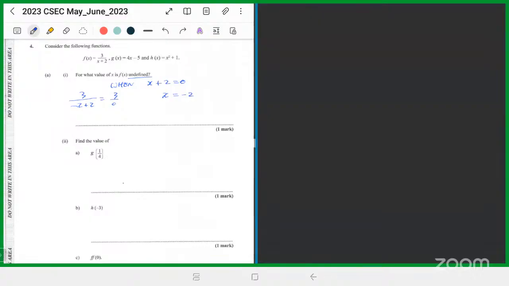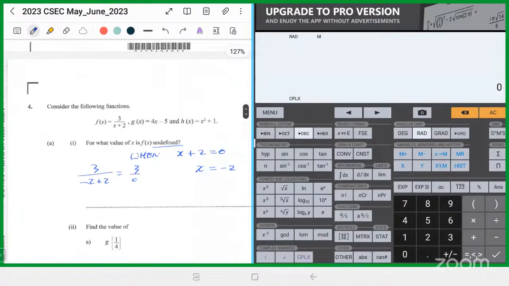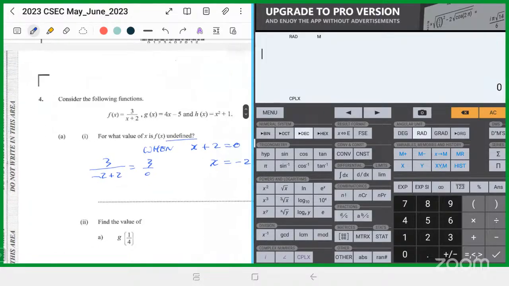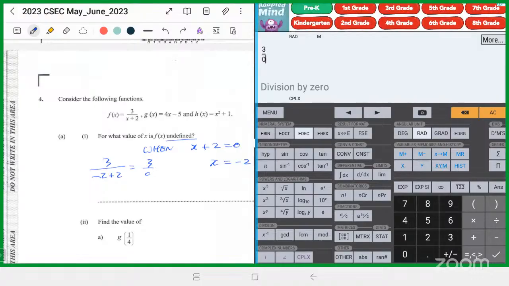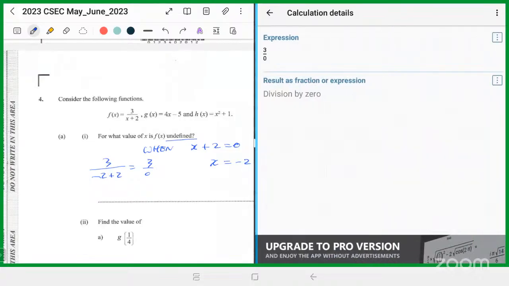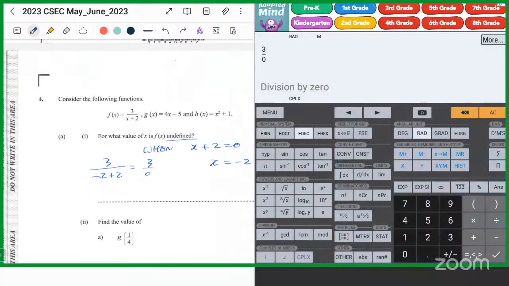It's undefined. So you cannot have values of x in the domain that will cause the denominator of a function to be 0. So see, if I put 3 over 0 on the calculator, I'm going to get an error message. Here, if I put 3 over 0, see, divided by is an error message. You get it. Cannot divide by 0. Division by 0 is not going to produce an answer. It's undefined. If you put it on your calculator, you might get some other kind of error message. Alright, so the function is undefined when the denominator is 0.